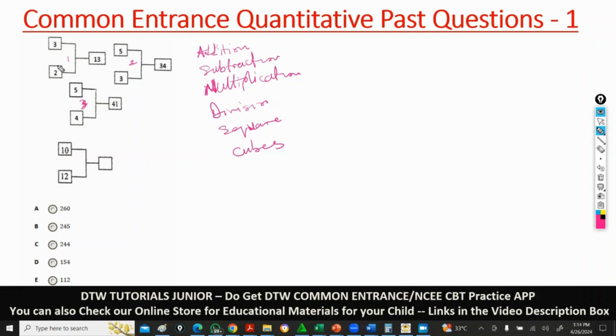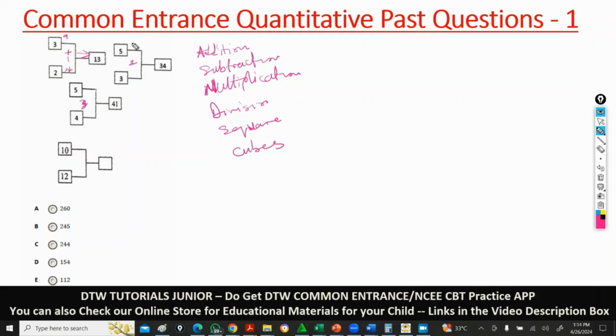Now for me, I understand the pattern here. The pattern is 3 square plus 2 square, where 3 square is 9 and 2 square is 4, and when you add this you get 13. You see that? Let us confirm with this.